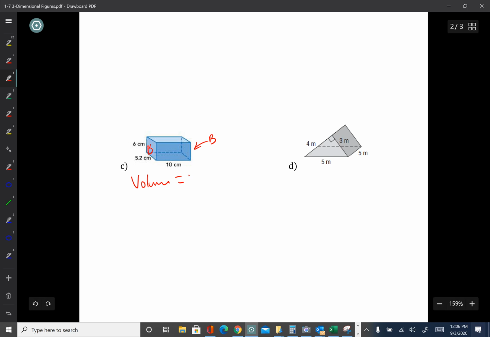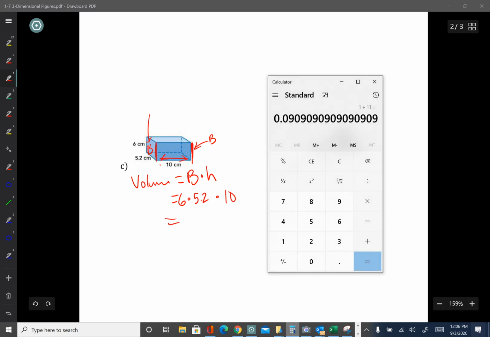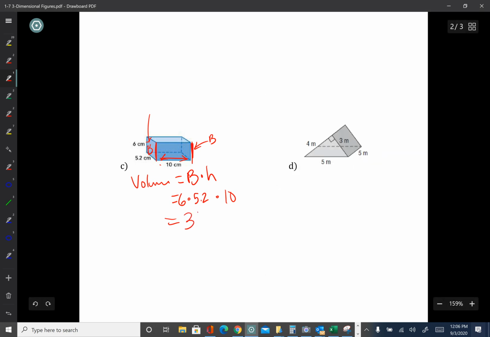So the volume of a prism is big B times H, right? Big B, remember, stands for area of the base. So how do I find the area of the base? Well, the base is a rectangle, so you're going to find 6 times 5.2 times, what's the distance between the bases? The distance between the bases is from here to here, so it's 10. So all you're going to do is multiply that out, right? 6 times 5.2 times 10 is 312. The volume is 312 centimeters cubed.